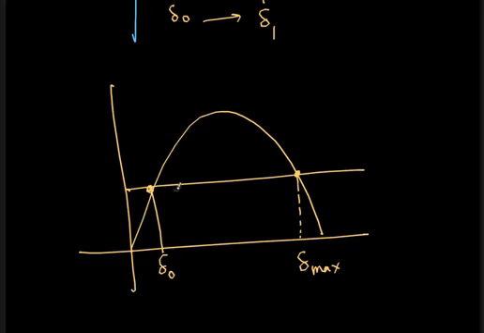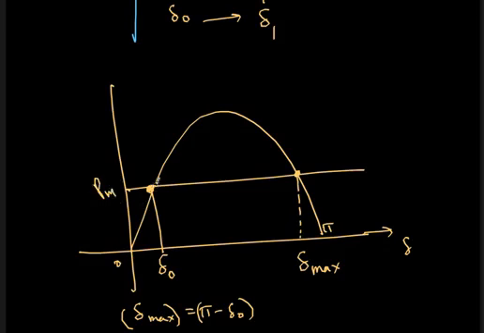One thing you should notice here: this is 0, this is pi, and this is the value of delta. So delta naught is nothing but pi minus delta max, that is, delta max is nothing but pi minus delta naught. This will be useful later. So this gap is equal to this gap because these come out the same, PM here and here. But that is not the point here. The point is the critical clearing.